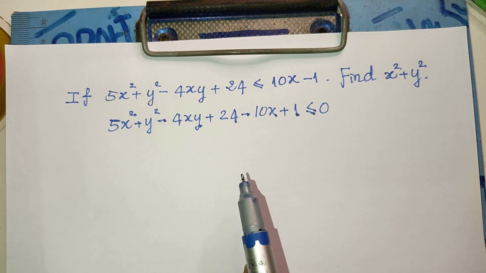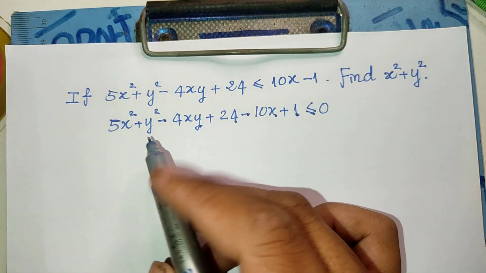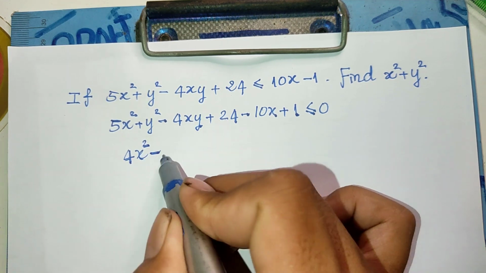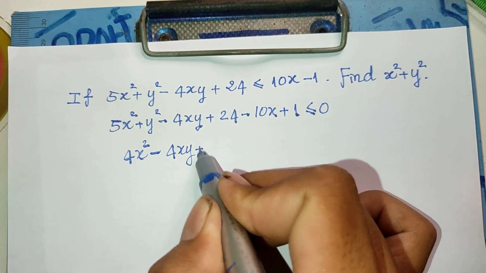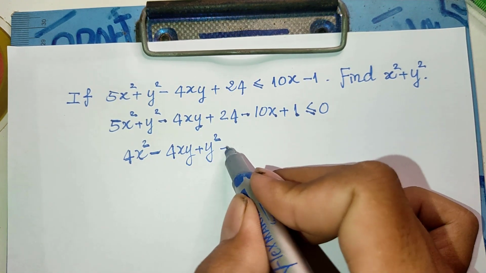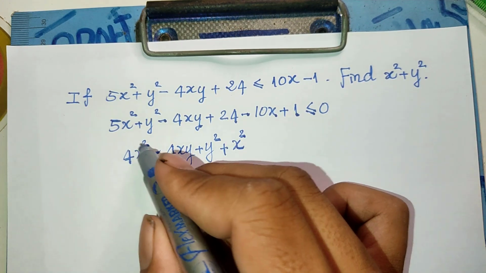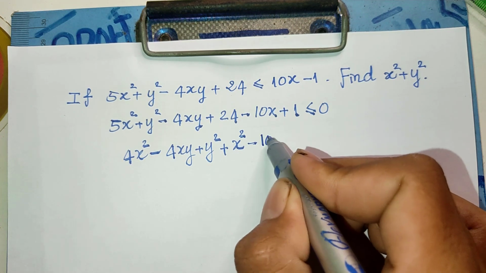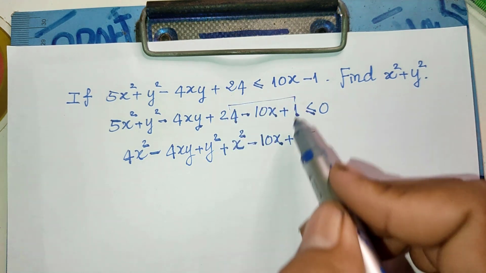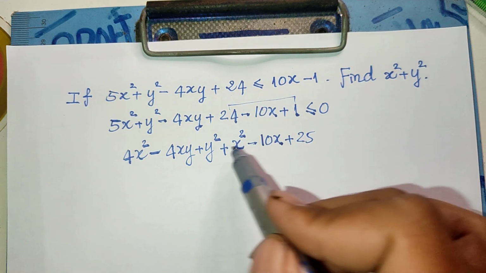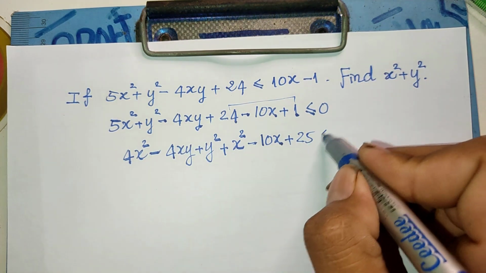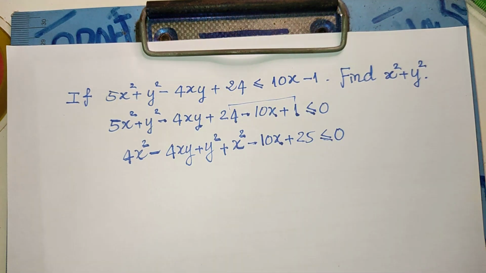So I can write it as x squared minus 4xy plus y squared, and this x squared, so we get x squared minus 10x plus 25, and this 24 plus 1 equals 25, and this term plus 4 we get 5, and then this term is smaller than or equal to 0.